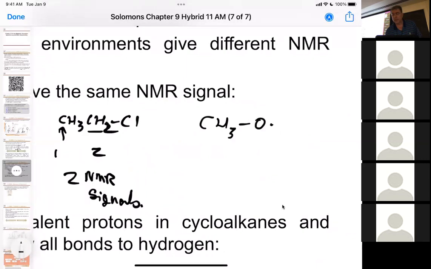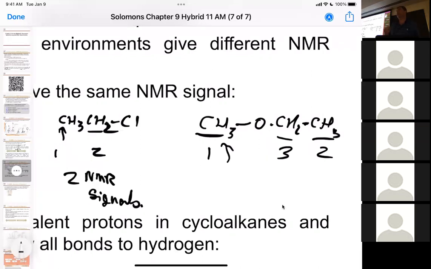CH3, O, CH2, CH3. So this and this are going to have the same signal, right? They're both CH3s. Oh, wait, this one's bonded to an oxygen, and this one's bonded to a carbon. So those are each going to give independent signals, 1 signal, 2 signals, and then this CH2 is different than either one of those, so that's going to give us our 3rd signal. Now, all of the hydrogens on this thing are equivalent hydrogens, so it's going to give us 1 peak, but we don't know if it's going to be split or not yet. We'll talk about that next.